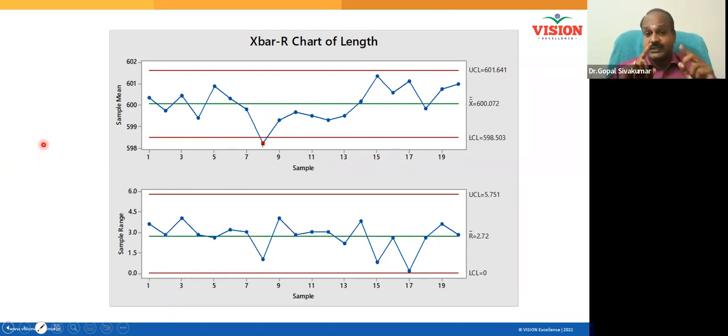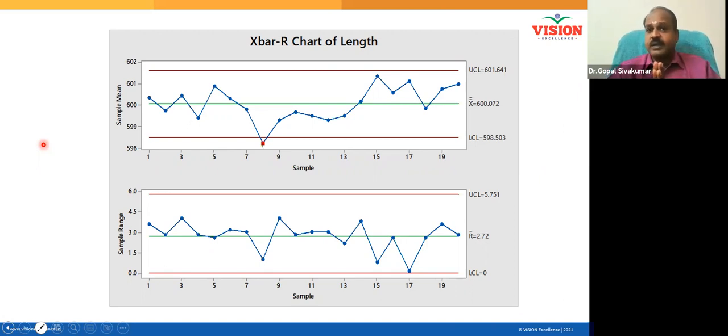So that's why we want the within variation as well as between variation to be under control. Within Chennai, same performance. Within Bangalore, same performance. Within Delhi, same performance. And between Chennai, Bangalore, Delhi and other cities, same performance. Within lot, between lot. Do you understand now?